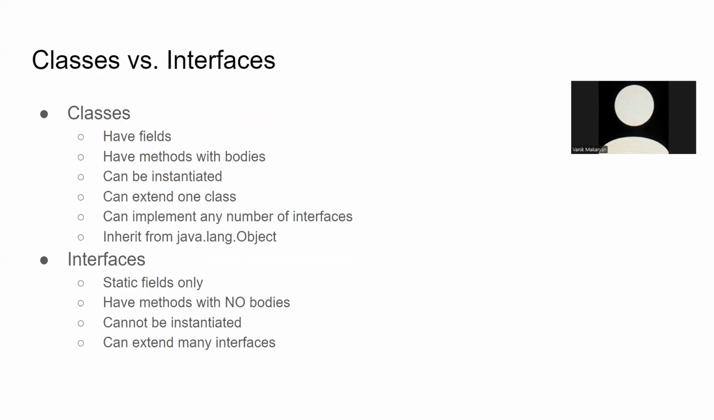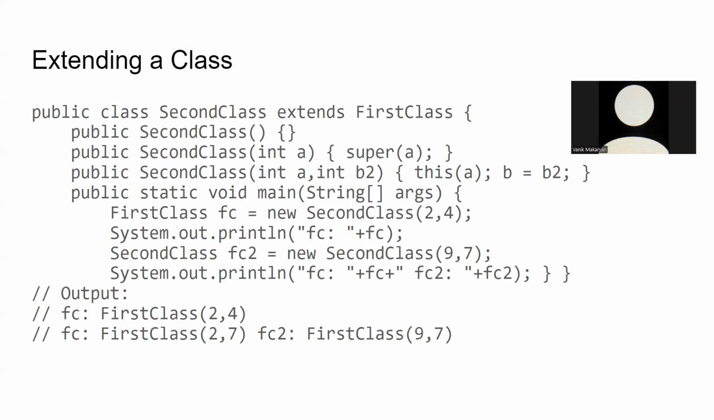Okay, so they have no bodies. They cannot be instantiated. And an interface can extend many interfaces. A class, on the other hand, has fields, has methods with bodies. It can be instantiated with operator new. It can extend one class at most. It can implement any number of interfaces. And if you don't specify what class it is extending, it extends java.lang.Object. Okay, so this is just sort of a framework for some of the code I'm going to show you next, because I think in abstract that might not all make sense. So let's take a look. Here's second class. Now, second class is going to extend first class.